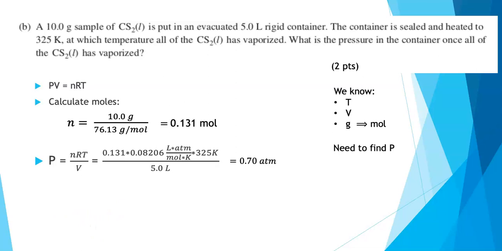So we get an answer of 0.70 atmospheres. We do want to pay attention to our sig figs. Since the volume only had 2 sig figs, our final pressure should also be reported with 2 sig figs, and that's really what the question needed. Pretty easy as far as what you need to do for the problem.